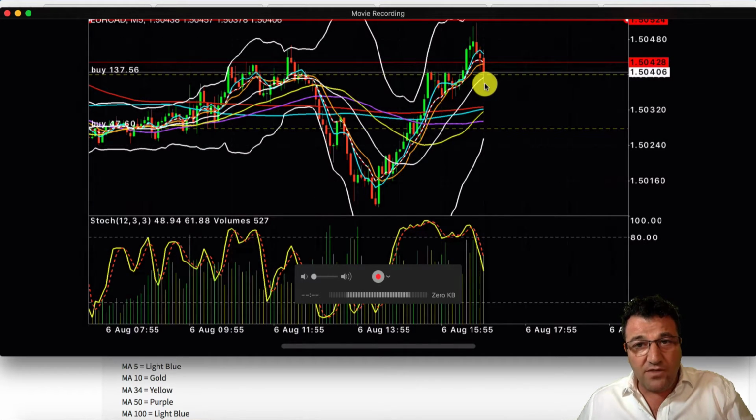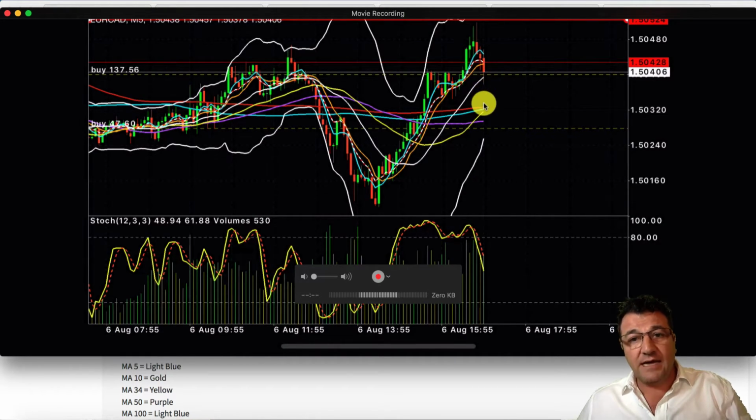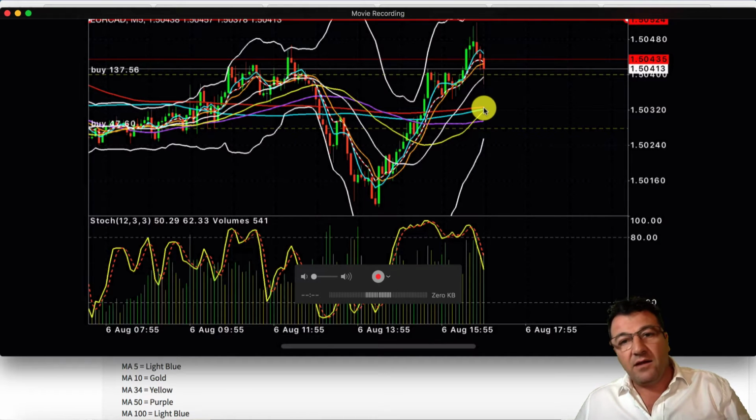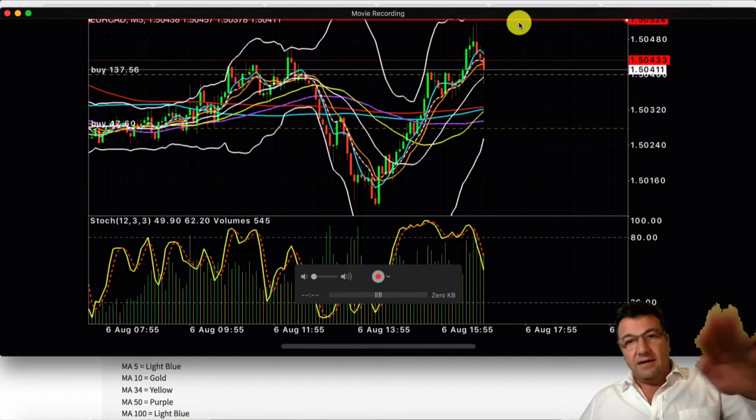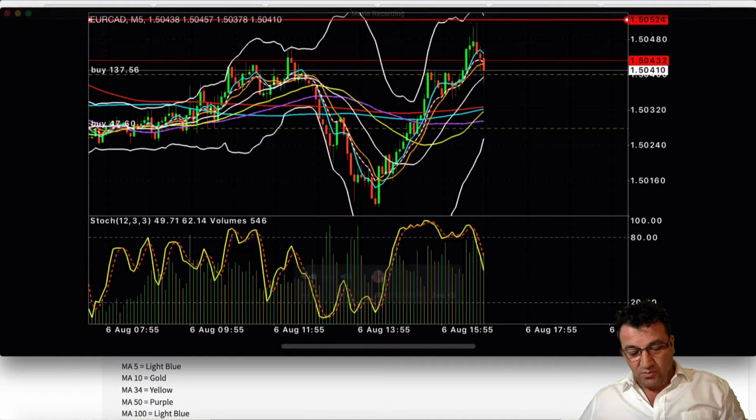It got a little bit further down past the white. This is the Bollinger Band, the mid on the Bollinger Band. Okay, and then if it carries on going down, it'll come down to the red line, and then hopefully we'll come back up again and go back into a bullish market.